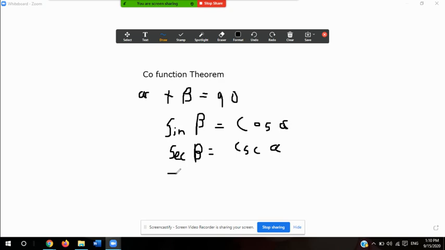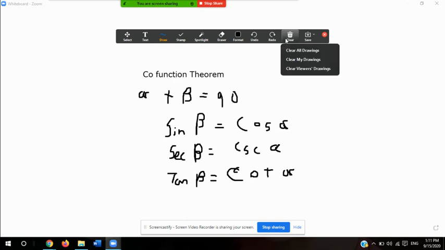And the tangent of beta equals the cotangent of alpha. Okay? Equals the cotangent of alpha. See if I can draw that better. Well, imagine that that's a C. Cotangent of alpha. Now, there are also other trigonometric or cofunction identities.